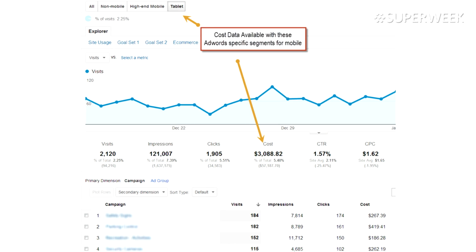Something to note about this report is that currently in this report only, the non-mobile, i.e. desktop, and high-end mobile, i.e. your mobile phone and your tablet traffic, does have cost data there. Now this is the only report where that happens. We'll talk about other ways in terms of mobile to optimize performance, but this is the one place that at this time Google Analytics is importing that data.